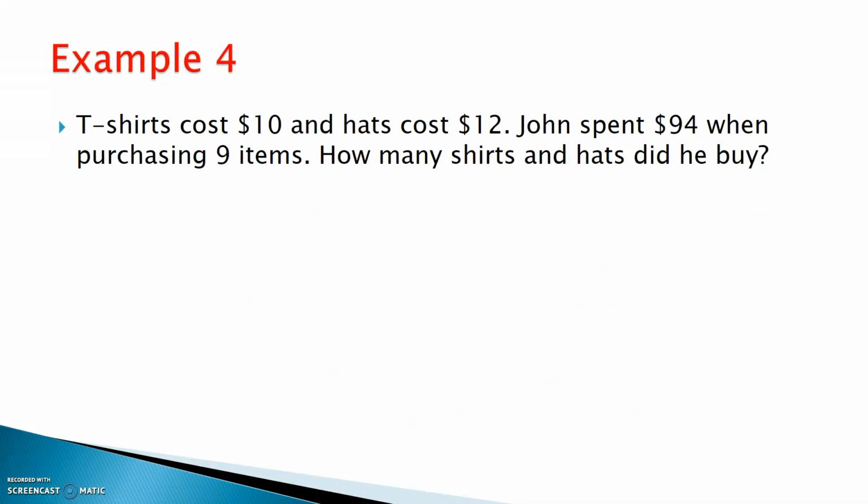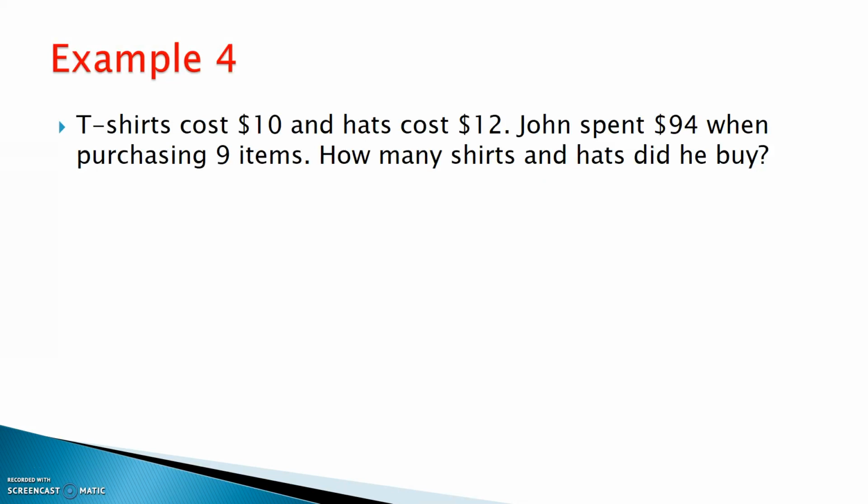Alright guys, so here's the last one. Example 4. It says t-shirts cost $10 and hats cost $12. It says John spent $94 when purchasing 9 items. How many shirts and hats did he buy? Now again, this one's actually kind of the trickiest one to set up.